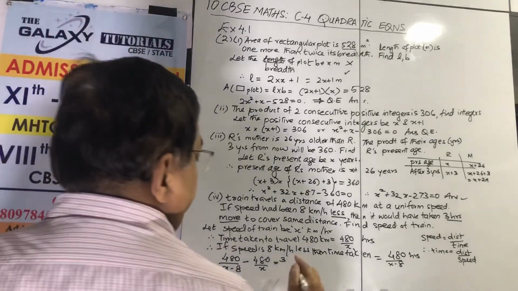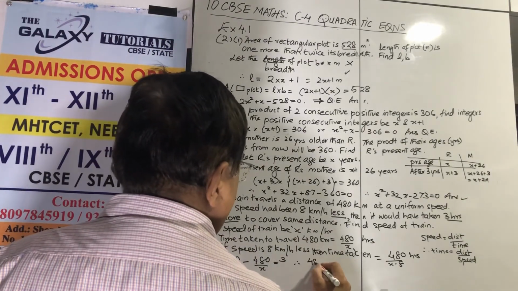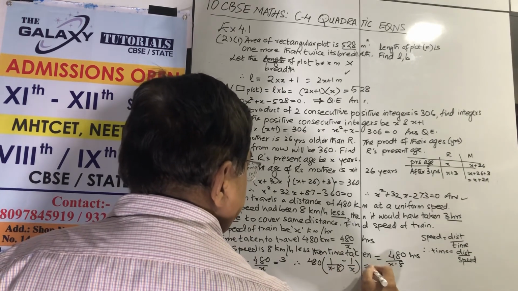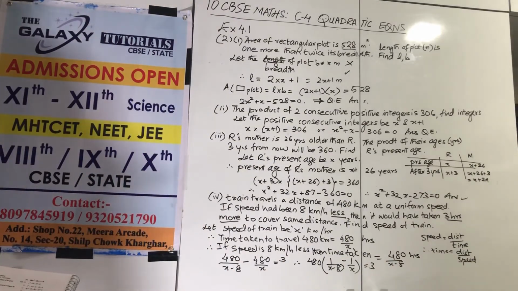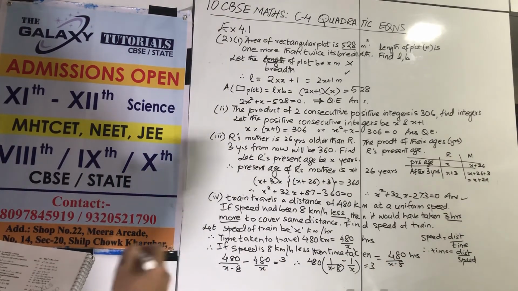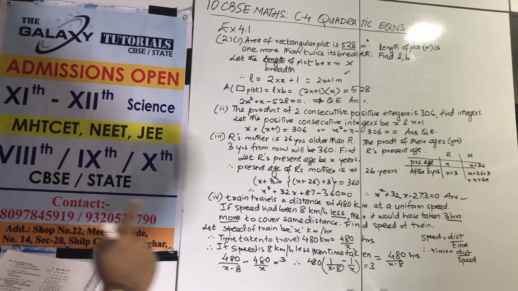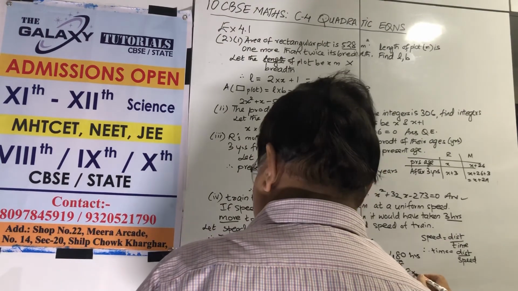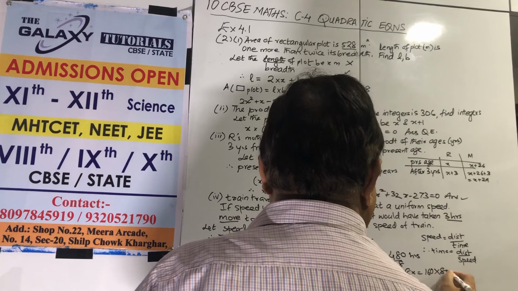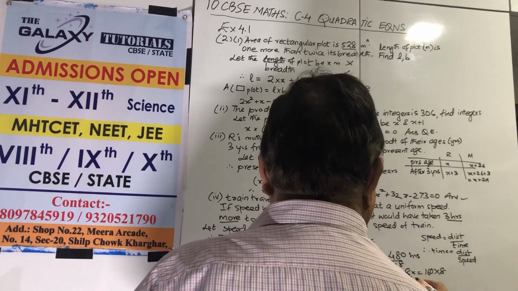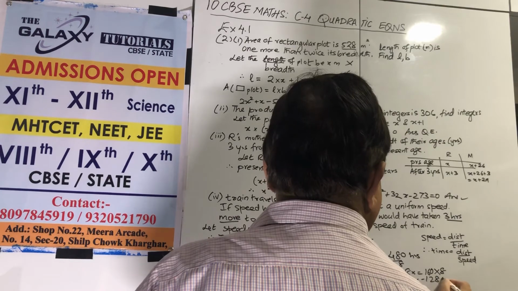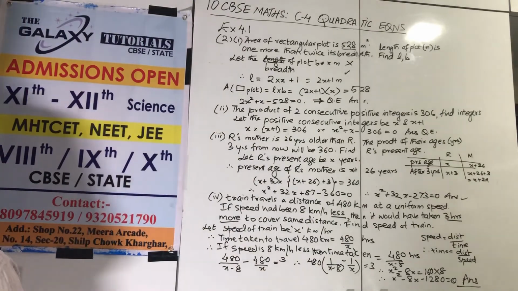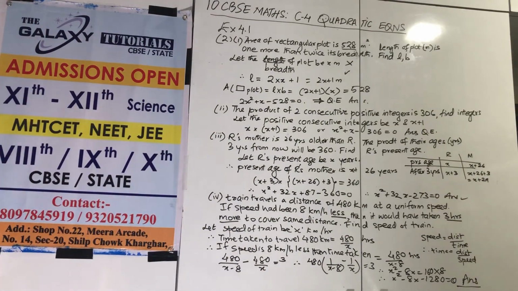Okay. Now we can take 480 common. 1 upon x minus 8 minus 1 upon x is equal to 3. Okay. Now when I simplify by cross multiplying and take 480 on the other side, I will get x square minus 8x is 160 into 8. Therefore, x square minus 8x minus 1280 is 0 is the answer, my friends. That is how to do the sum.